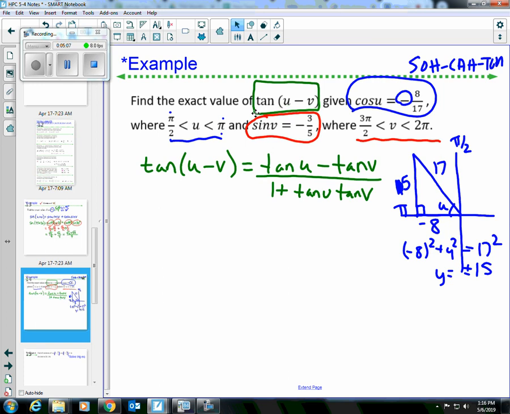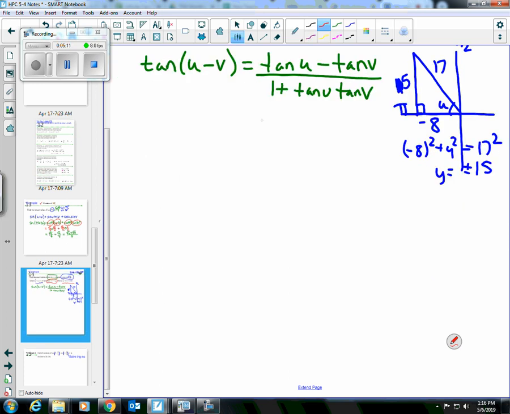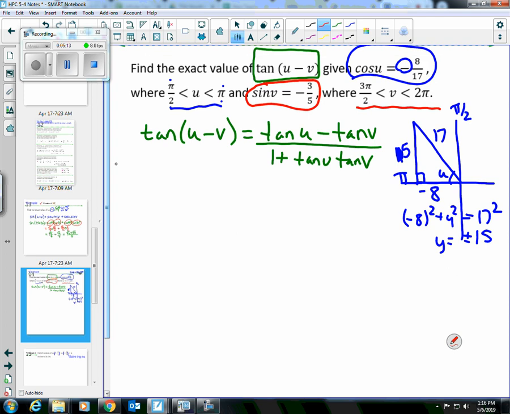Okay, let's do the same thing for the v triangle. So I'm going to go ahead and draw that one. It says, whoopsie daisy, need to see that. It's 3 pi over 2 to 2 pi. All right, so 3 pi over 2 is down here to 2 pi. That means this is a quadrant 4 angle. So I'm going to go ahead and draw it that way. And this is angle v.